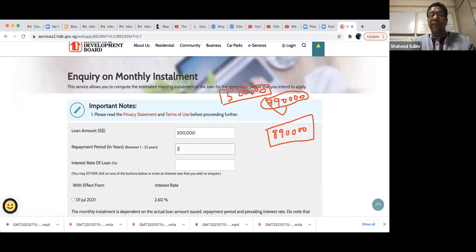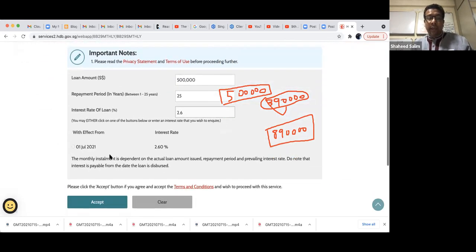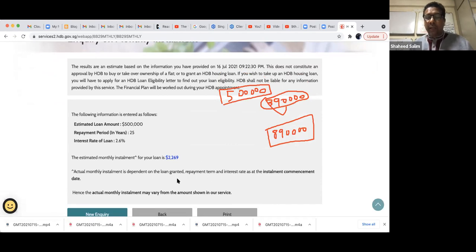I'm going to pay in 25 years, not 30 years. Okay. Interest rate there is 2.6%. Let's say with effect from July. What is my interest? Okay. Every month you must pay 2,269. If you take 500,000 from the bank, every month you got to pay 2,000 plus to the bank. You see, but my gaji is only 3,000. How to eat? That's the problem. So you must understand all this.